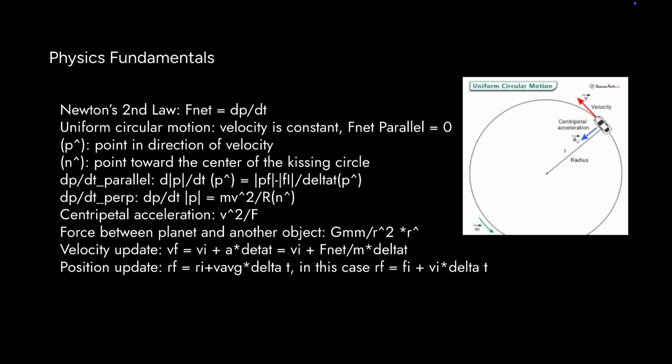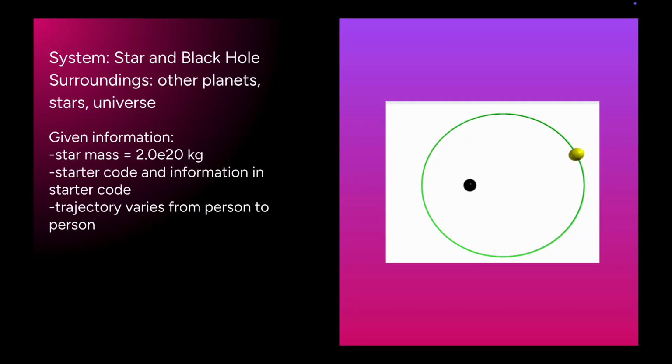Since the only force we assume is gravity from the black hole, we can use the gravitational force equation F equals GMm over r squared. It is by rearranging this equation that we are able to solve for the mass of the black hole. Just as a quick note, the system is the star and the black hole, and the surroundings are everything else in the universe and the universe itself. There is also the information that we were given beforehand listed below.